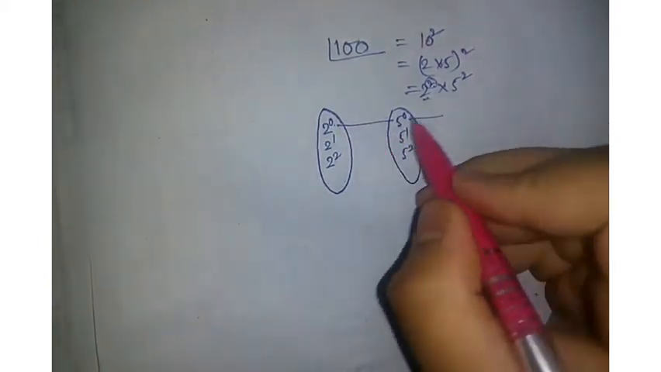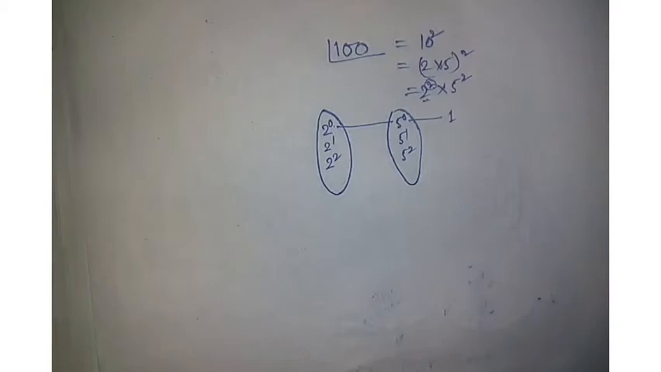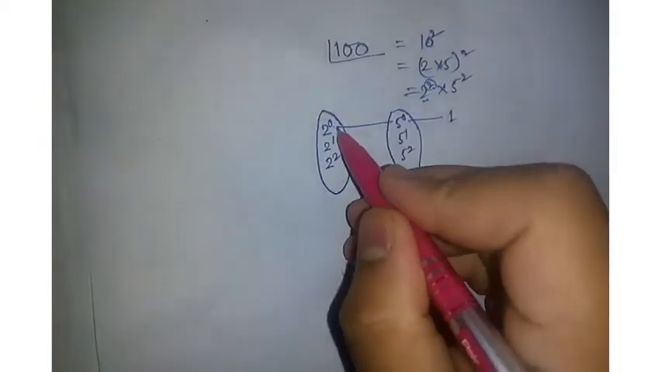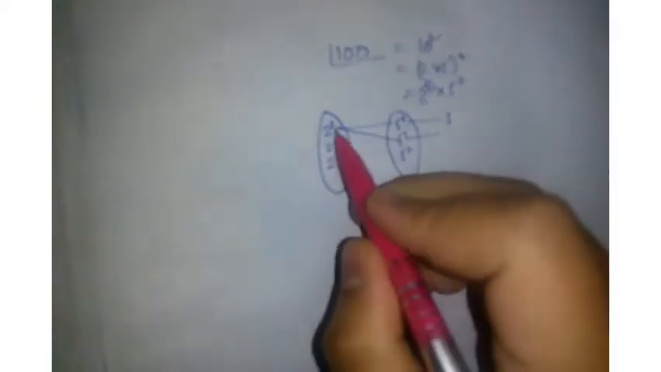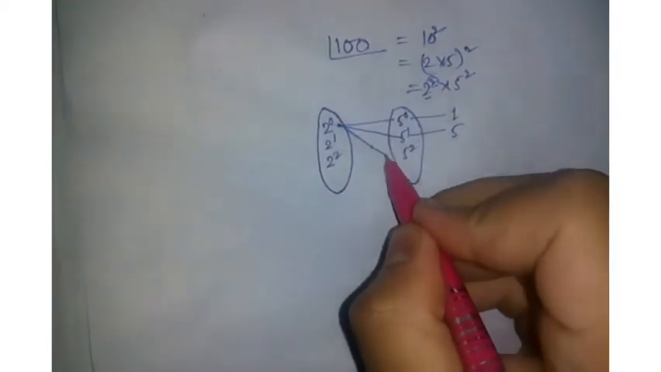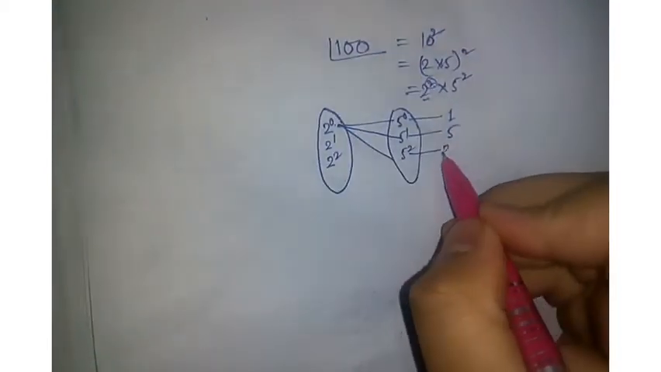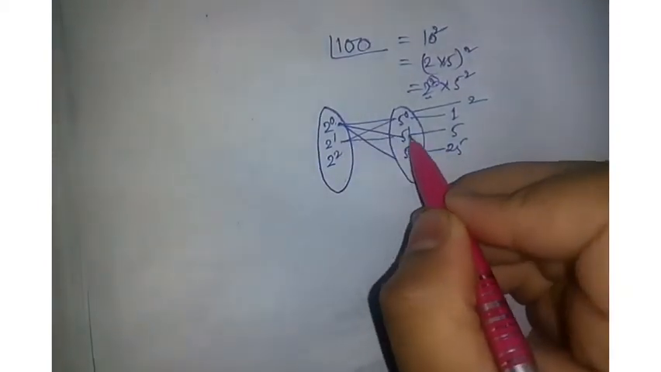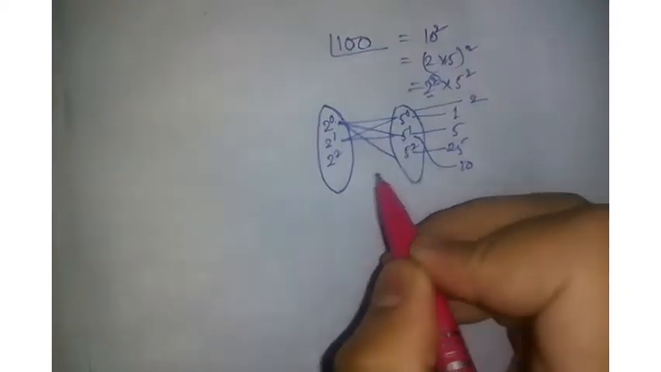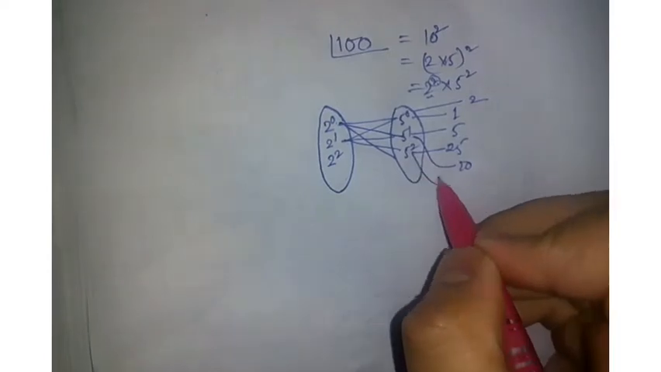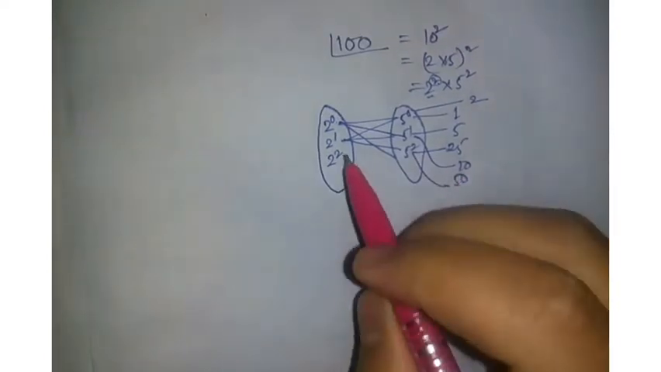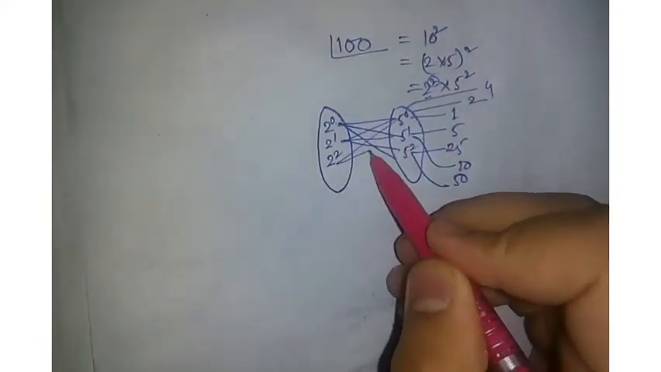What I get here: 2 to the power 0 into 5 to the power 0 equal to 1. Then here I get 5, 25, 2, 10, then 50, then 4, then 20, then 100.